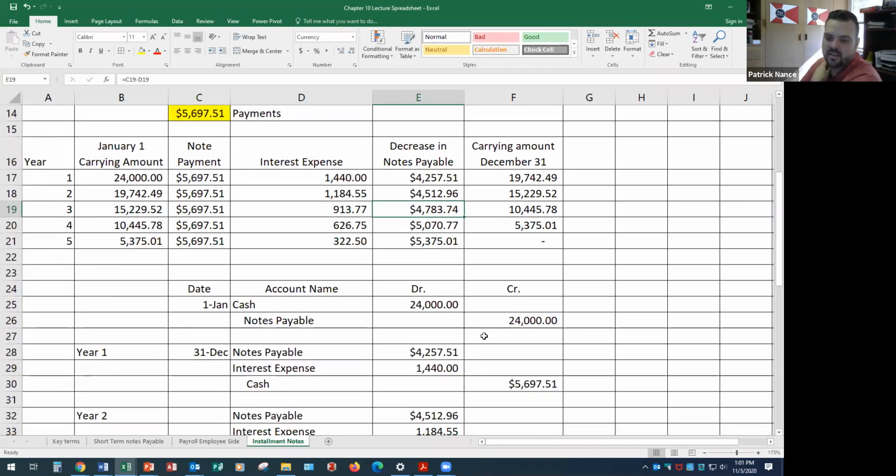And when I get done with this, I'll have a total amount of interest expense over the years of 4,487.57, and I will have zeroed out my notes payable. It will be gone once I make the final payment. So that is all for installment notes.